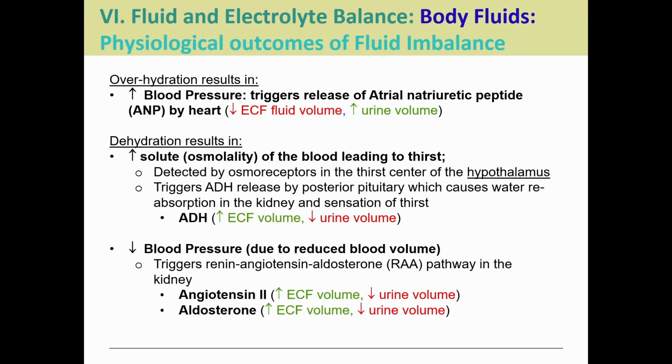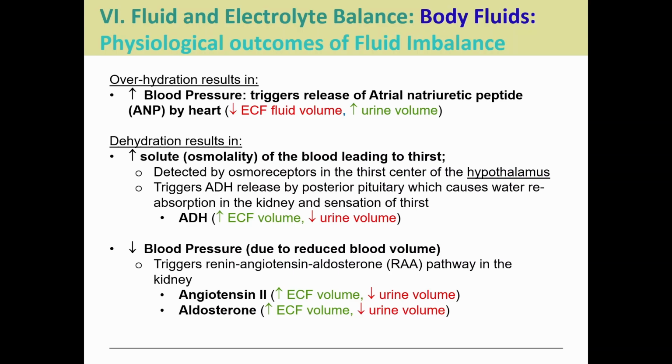We also release ADH or antidiuretic hormone to reabsorb water in the kidneys so we can concentrate the urine down by removing water from it and keeping it in the body instead. So we have urine output that gets more concentrated, which means there's less urine overall being produced.